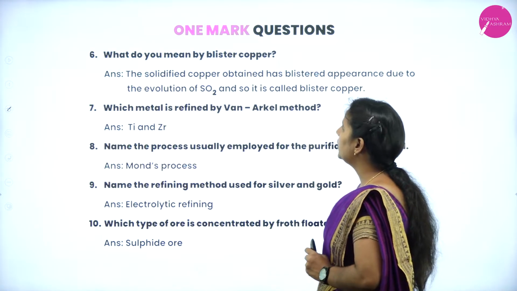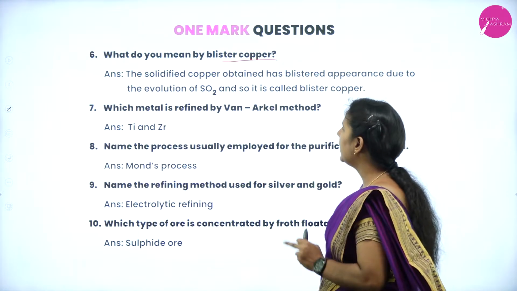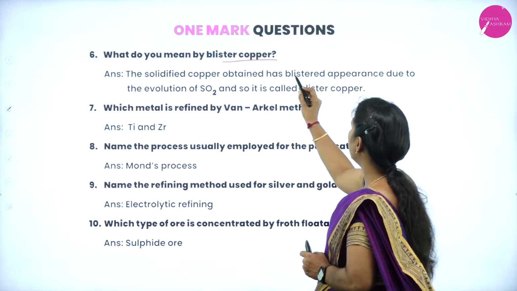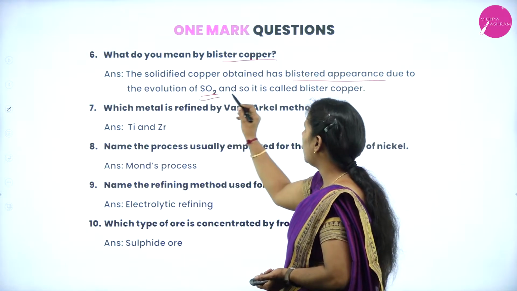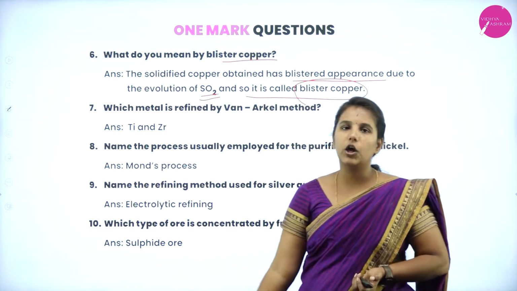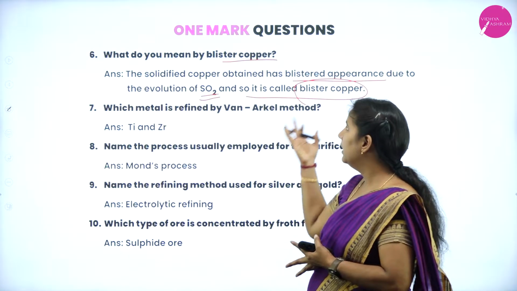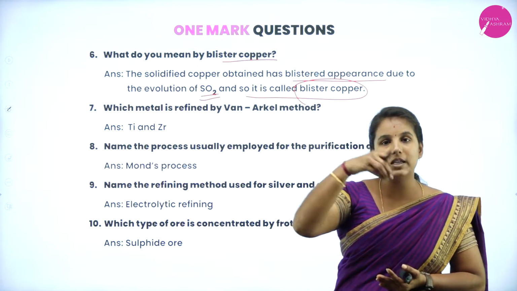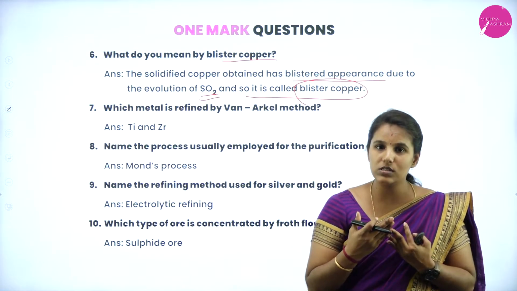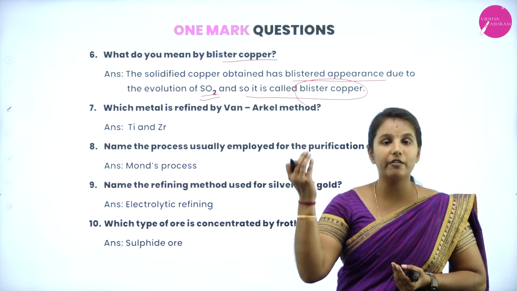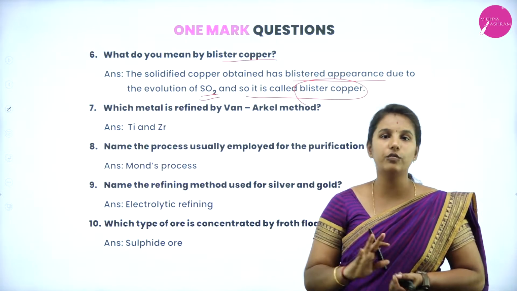Next question, what do you mean by blister copper? The solidified copper which has been obtained has a blister appearance due to the evolution of sulfur dioxide, and that copper we call blister copper. So, the copper we have obtained will have some blisters on its surface. It has some holes on its surface. Why does it have holes? To evolve the sulfur dioxide gas. Such copper we call blister copper.